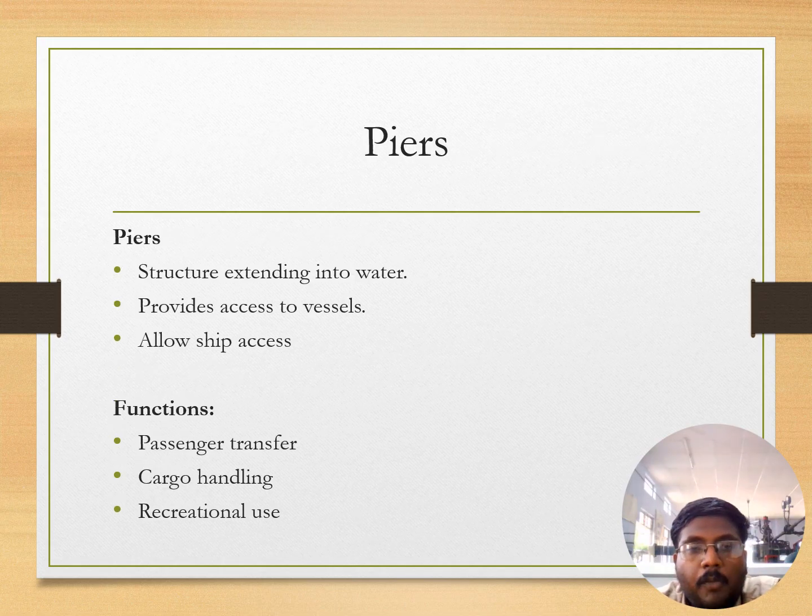We next see about piers. A pier is a structure extending into the water. It provides access to vessels and allows ships to berth. The main function is passenger transfer from one place to another with the help of the pier. Also, loading and unloading activities take place in an effective manner with the help of the pier region. Sometimes in this area, recreational uses are carried out with the approval of higher authorities.